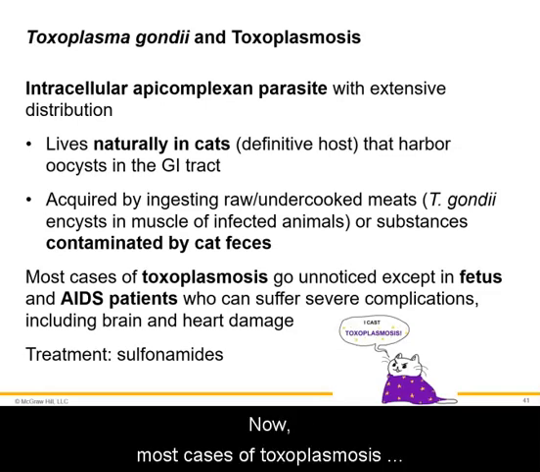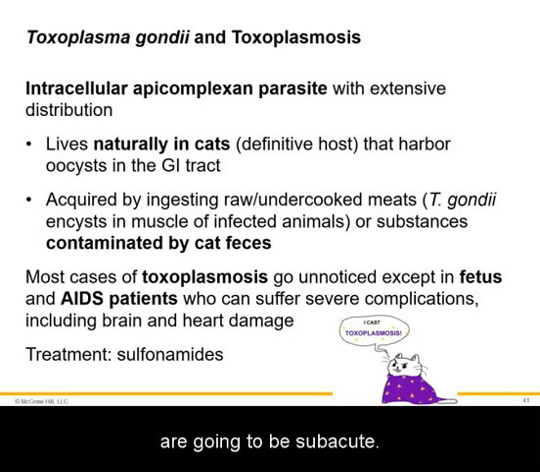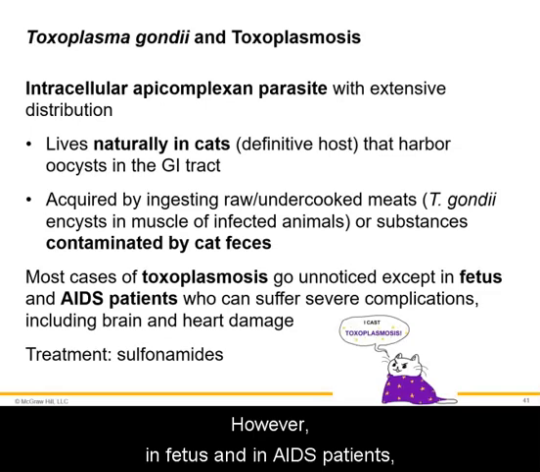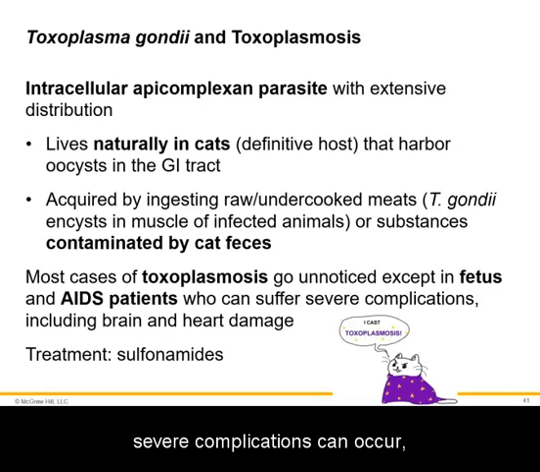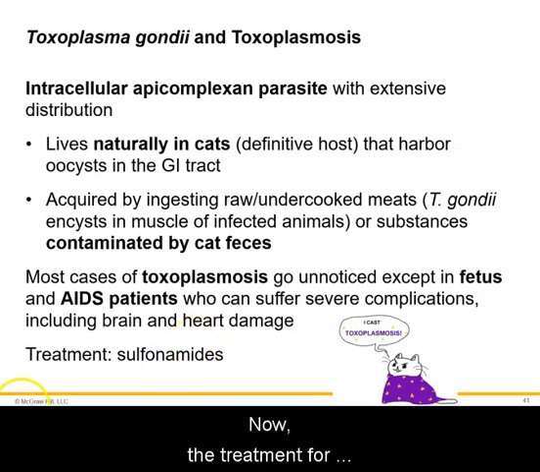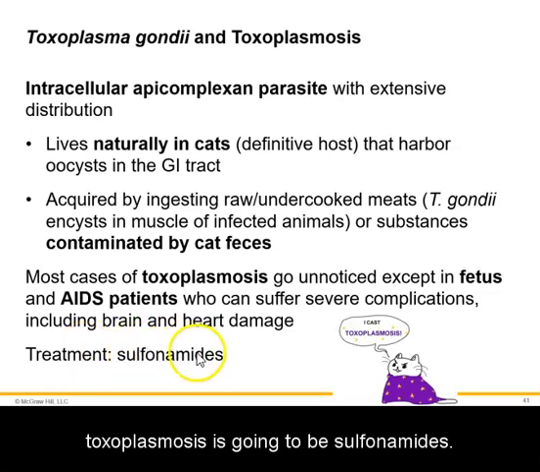Now, most cases of toxoplasmosis are going to be subacute. That means they go unnoticed. However, in the fetus and in AIDS patients, severe complications can occur, including brain and heart damage. Now, the treatment for toxoplasmosis is going to be sulfonamides.